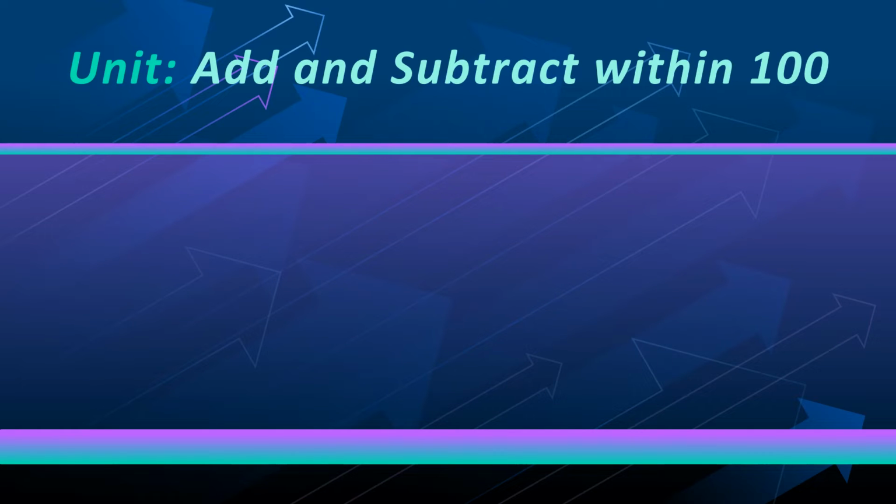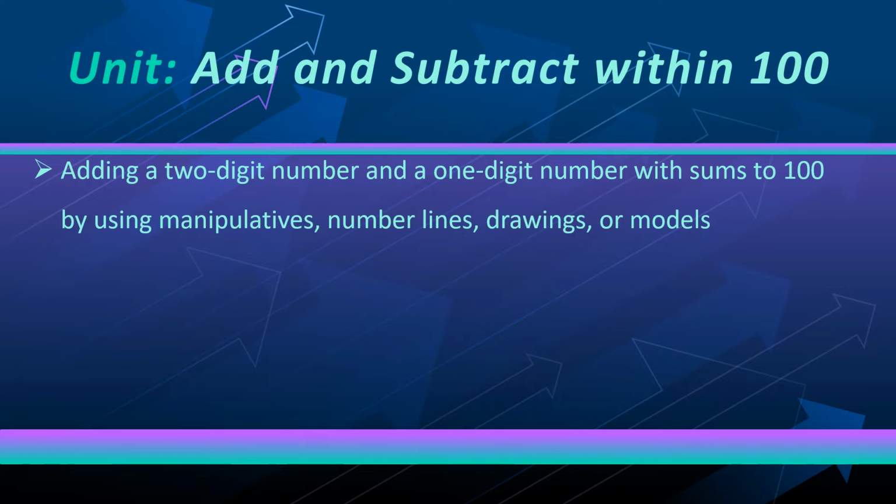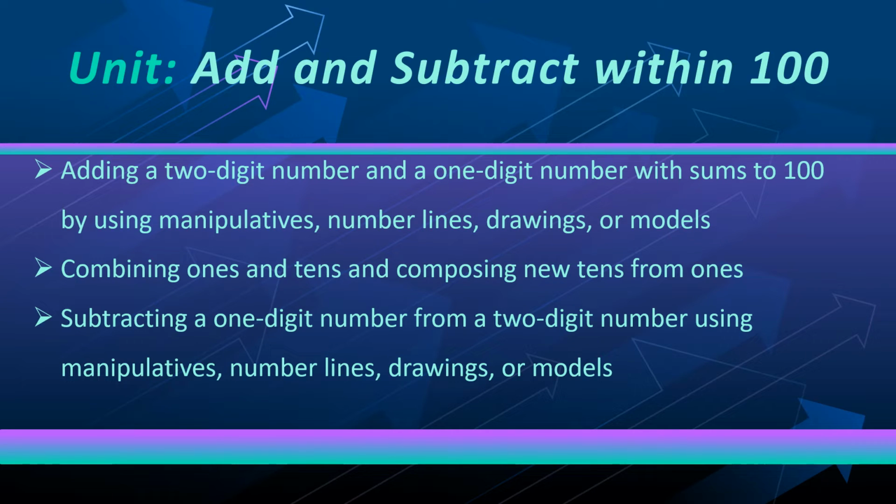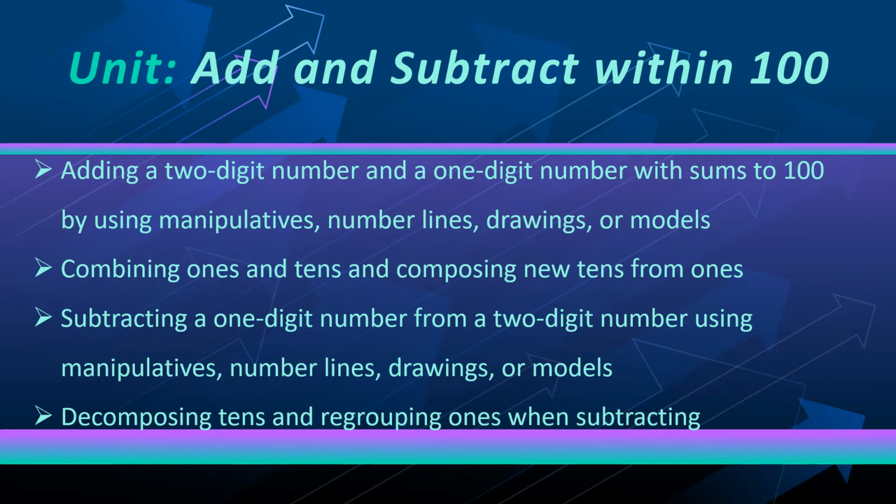This first grade unit of study will encompass the following key learning goals. Adding a 2-digit number and a 1-digit number with sums to 100 by using manipulatives, number lines, drawings, or models. Combining ones and tens and composing new tens from ones. Subtracting a 1-digit number from a 2-digit number using manipulatives, number lines, drawings, or models. And finally, decomposing tens and regrouping ones when subtracting. These goals can also be found on the STEMscopes parent letter.